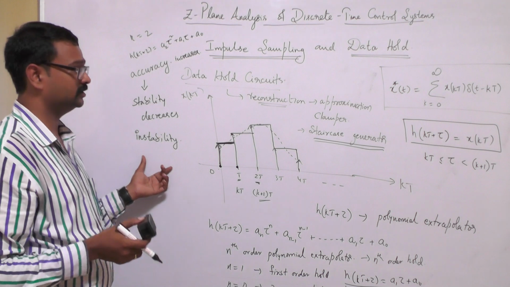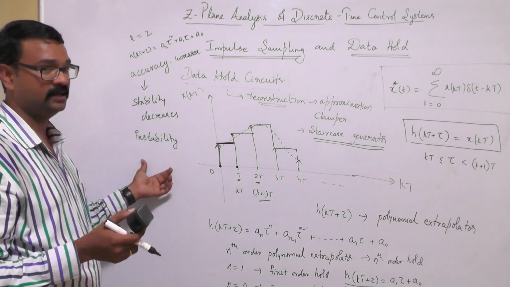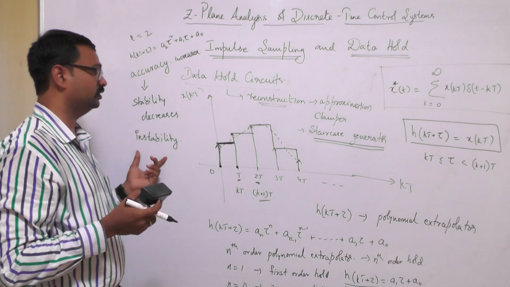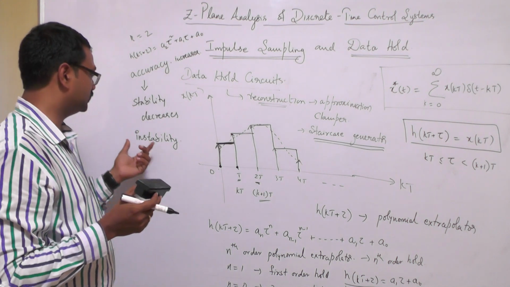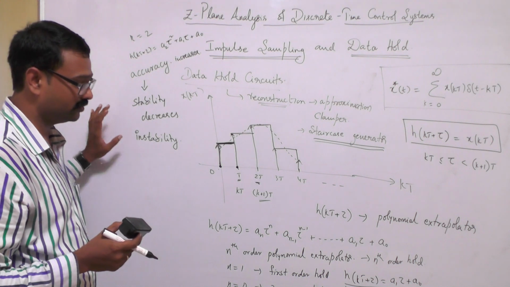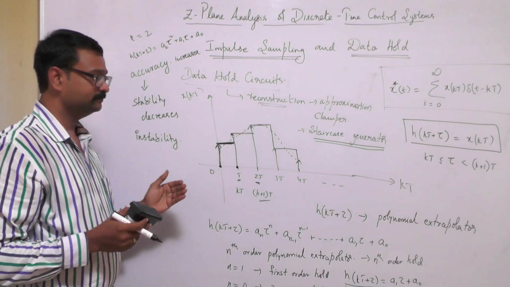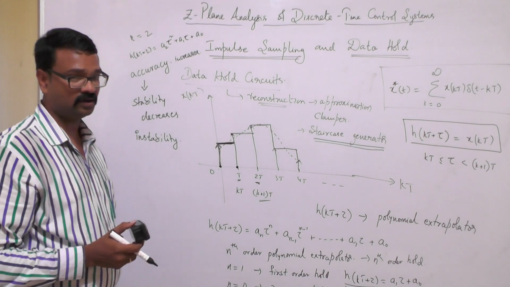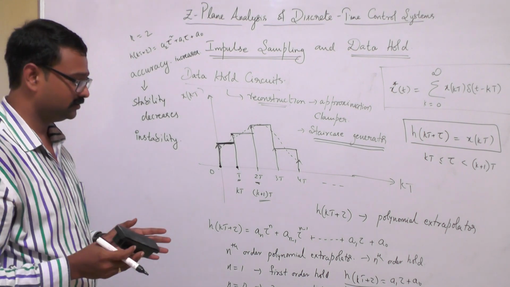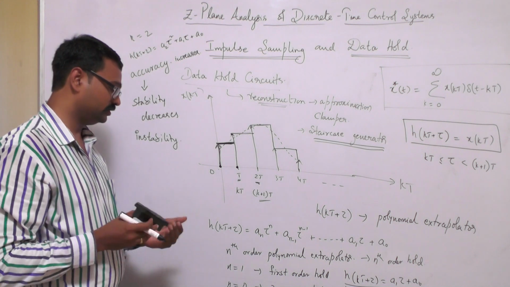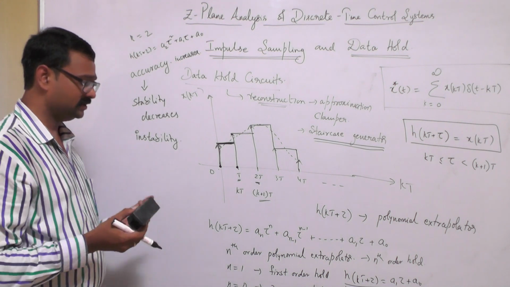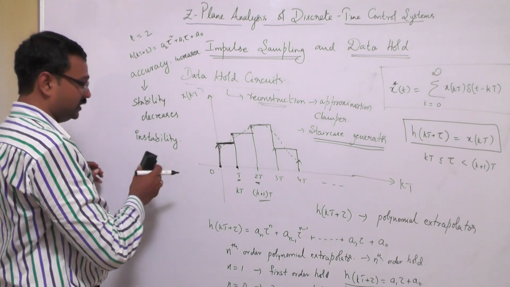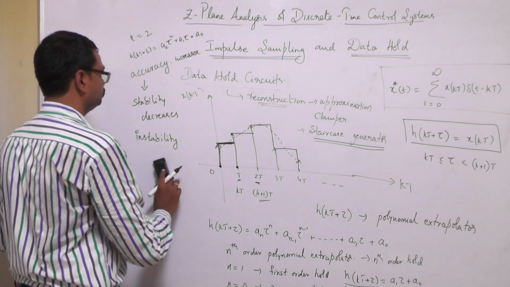which we do not want in control systems, because you are trying to control the system, and the most important parameter that we are going to control is the stability. That stability should not be decreased. Therefore, we are not going for higher order data hold circuits. We are only going for the zero order hold circuit. Throughout this lecture series, we will deal with only zero order hold. At times, if necessary, we will go with first order hold circuits. Therefore, let us see what the zero order hold is.